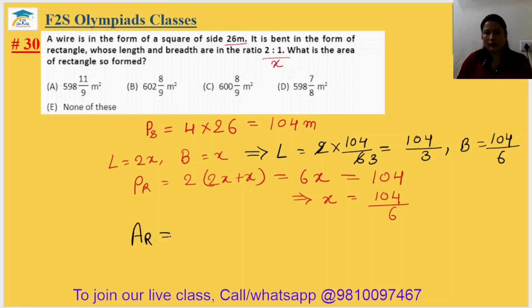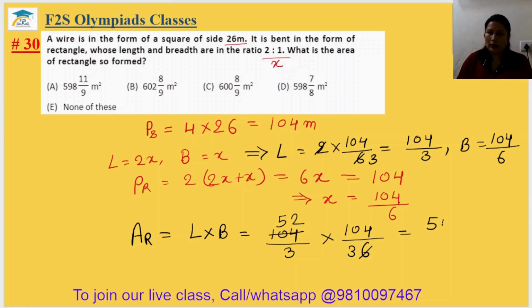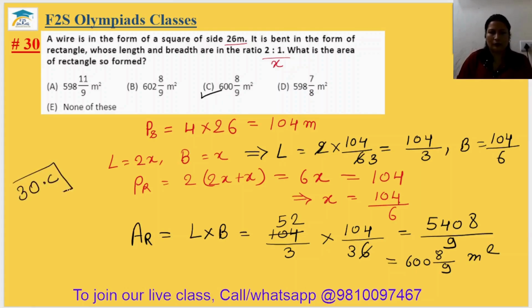Area of the rectangle will be equal to length multiplied by breadth, that is 104 by 3 multiplied by 104 by 6. So we can just do 2 3s are 6, 2 5s are, 2 2s are. 104 multiplied by 52 will come 5408 upon 3 3s are 9. It can be written as 608 by 9 meter square. It is in option number C. So 30 answer will be option C.